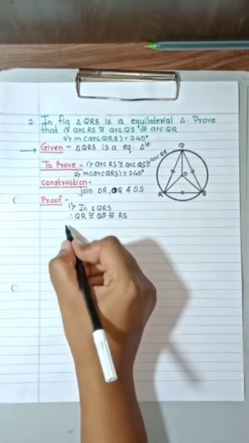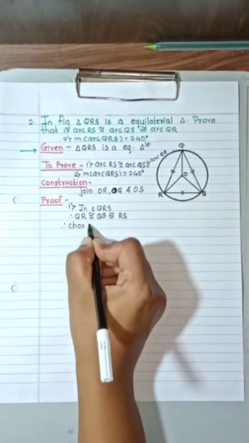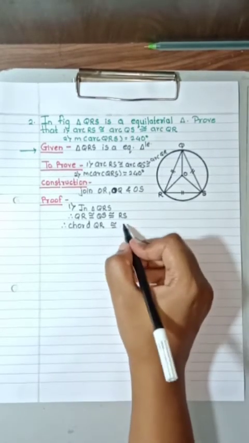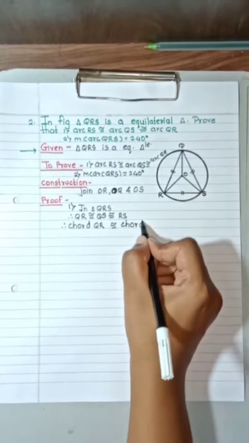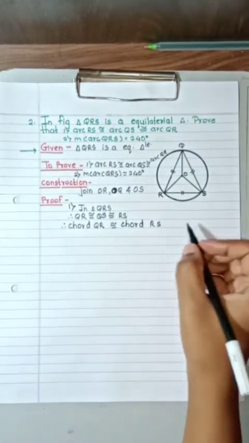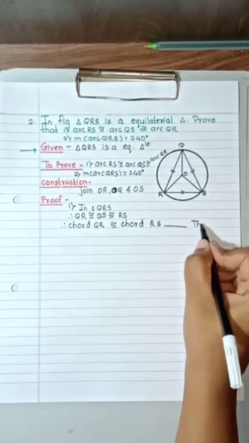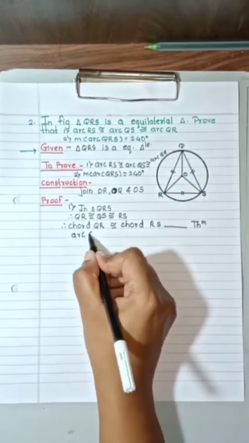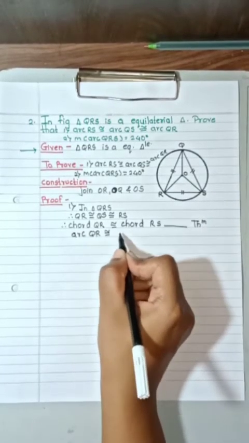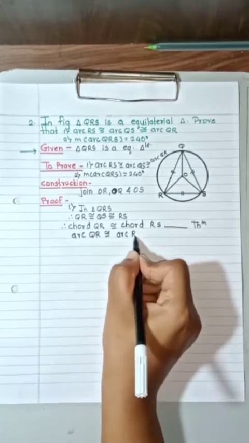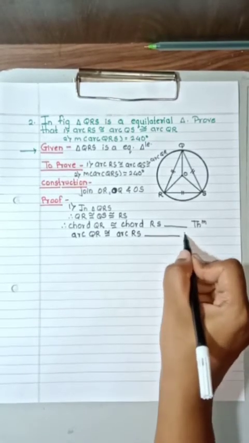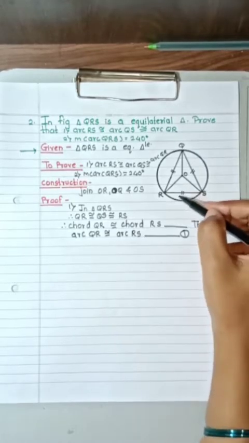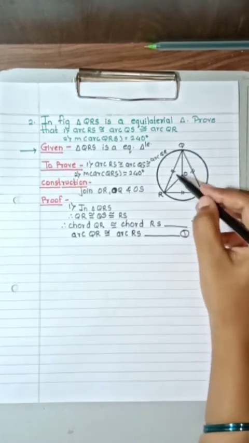Therefore chord QR is congruent to chord RS. You come to know this from the theorem. After that, you can write here arc QR is congruent to arc RS. Put it as equation 1. Now you got chord RS is congruent to chord RQ.